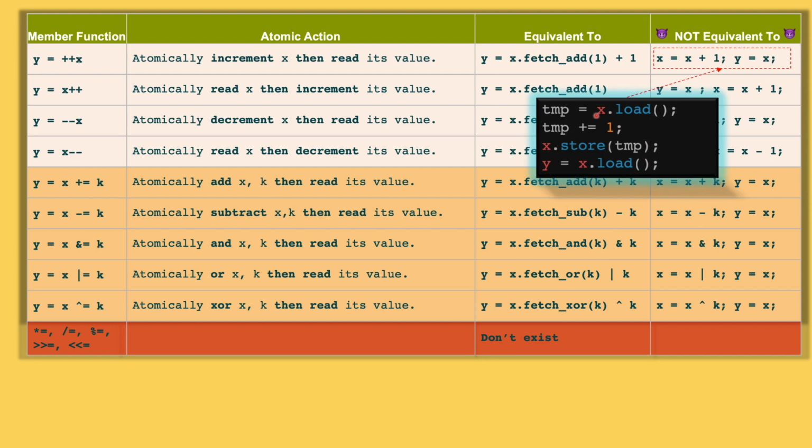So you first read x, then you add 1 to it, then you store the value back to x, then you load from x, and then you write it inside y. So this expression is really 4 operations. However, this one is just one atomic operation, which is increment and read x. And then afterwards, you assign it to y.